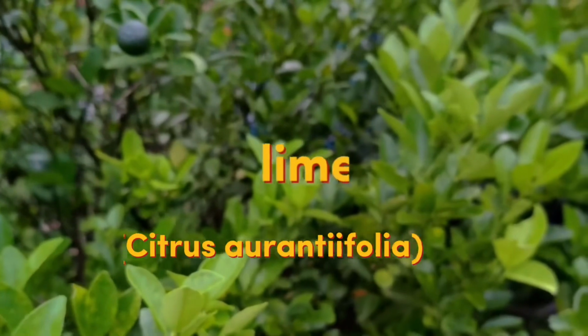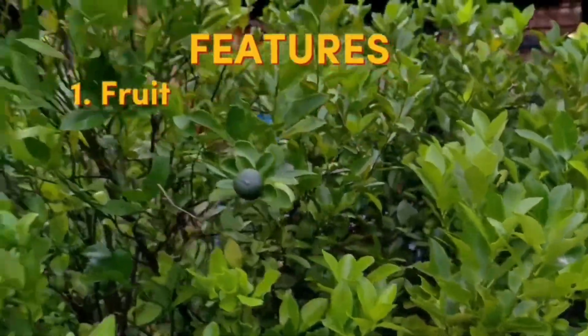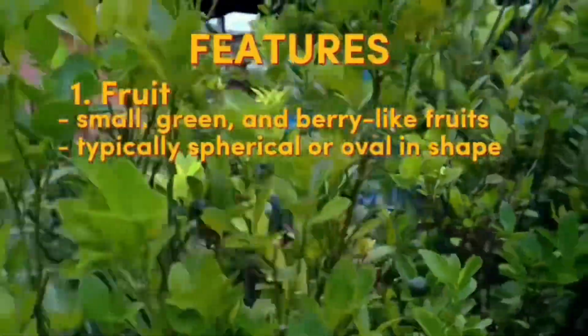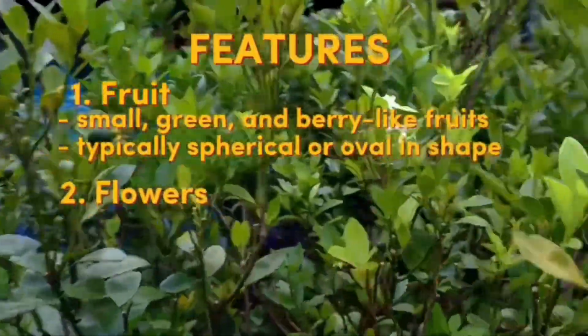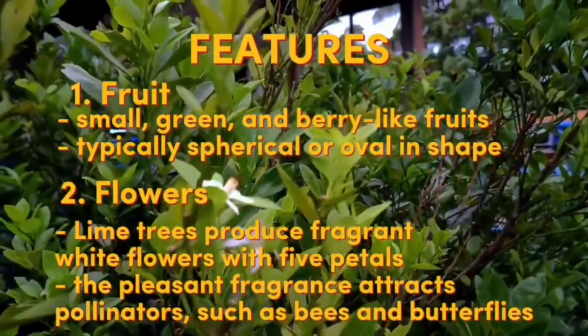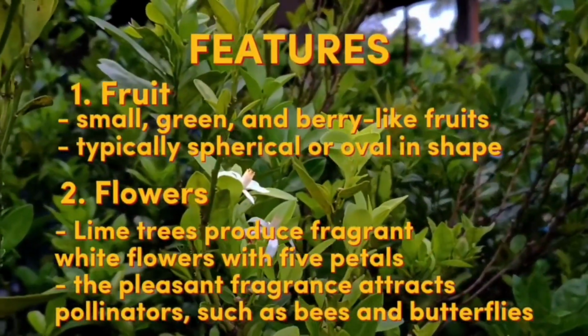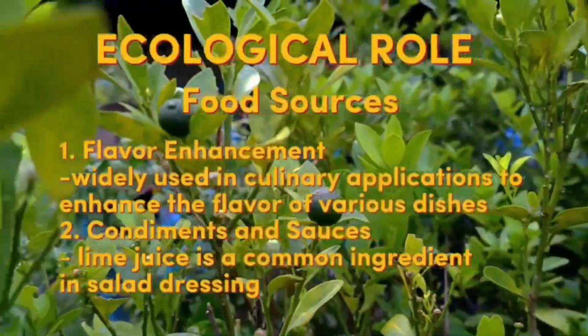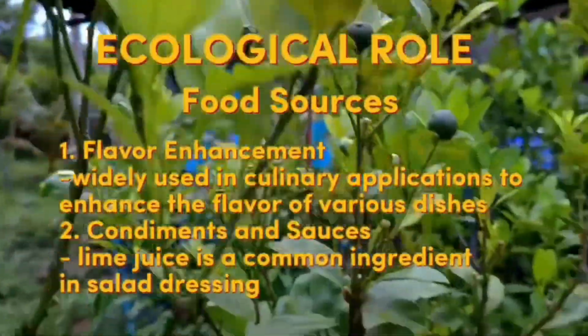The next plant is lime. The feature of the lime plant is the berry-like fruit. They are typically spherical or oval in shape. The next feature is the flowers. Lime trees produce fragrant white flowers with 5 petals. The pleasant fragrance attracts pollinators such as bees and butterflies. The ecological contribution of the lime plant is as a food source.